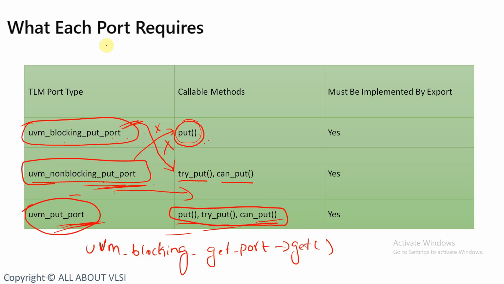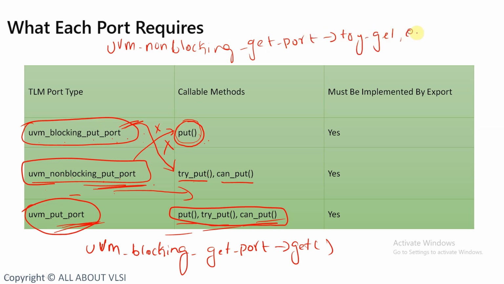Whereas if we have UVM non-blocking get port, we can call try get and can get. So like this, we can use these ports. Using these particular ports, we can call only specific methods.